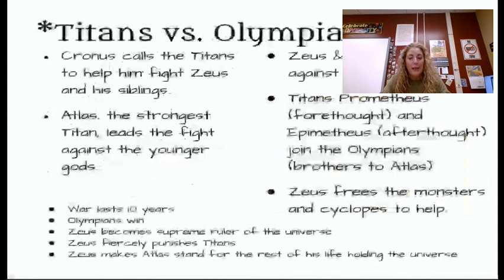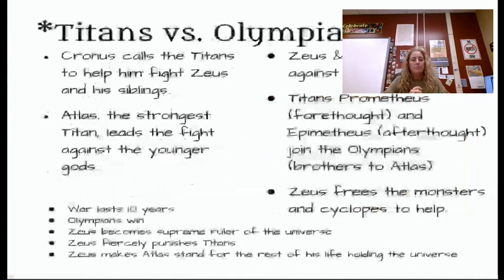Zeus ends up freeing the monsters and the Cyclops, those other kids that, if you recall, Uranus and Gaia initially had. He frees them so that they can join the Olympian side as well. So as I said, the war lasted 10 years. The Olympians end up winning. And so that means now that one of their generation is going to become king, the ruler of all, right? Because they've defeated Cronus now, who was the ruler.